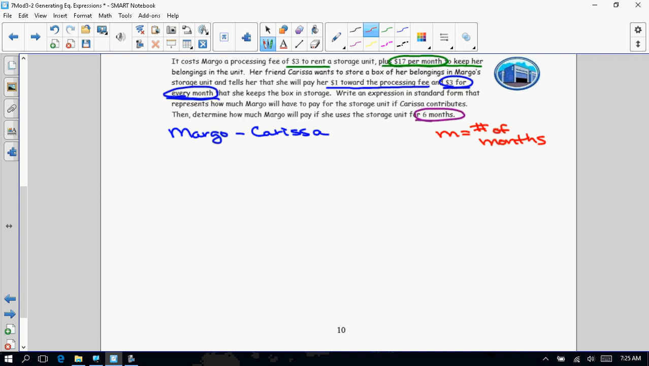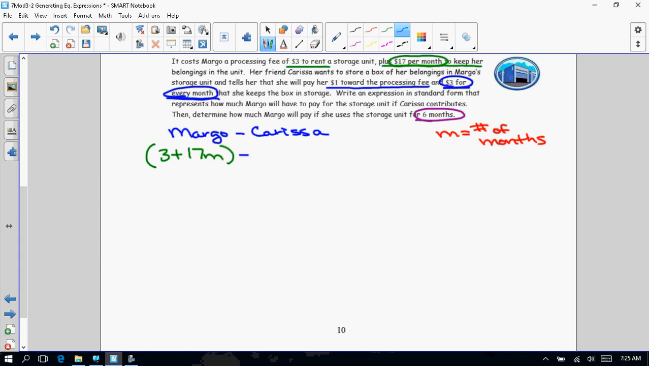All right, let's just look at what's going on with Margot. That's the green part for me. It says that she's going to pay $3 up front plus, it literally says plus, $17 every month or per month, so 17M. There's Margot. Now, if she is going to rent this all by herself, there it is. I'm done. But Carissa now comes along and says, well, I'm willing to help pay a little bit if you are willing to let me keep a few things in your storage shed.